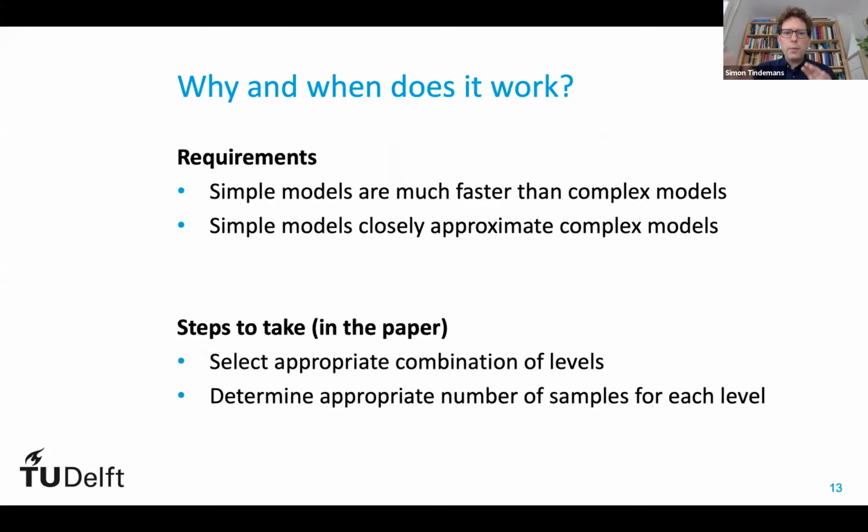Okay, so why and when does it work qualitatively? The requirements for this are that simple models are much faster than complex models, and that's often the case. Also, that simple models are simple, but they're not necessarily terrible. They often actually approximate the true answer very well, but they can deviate in small and potentially unknown ways.